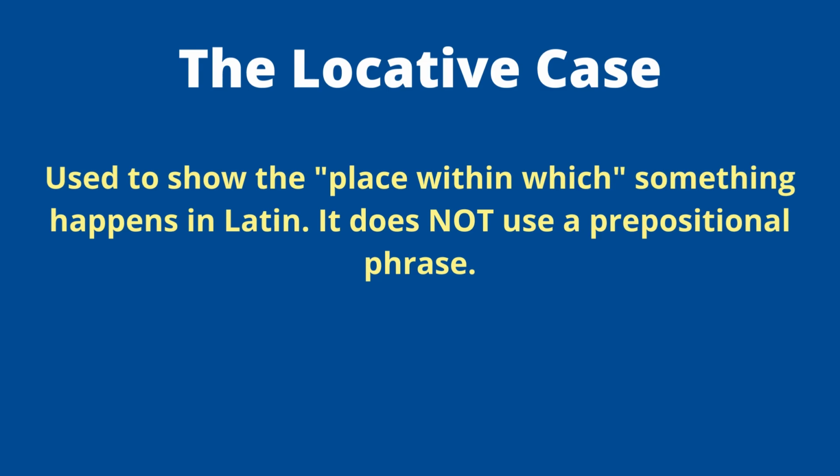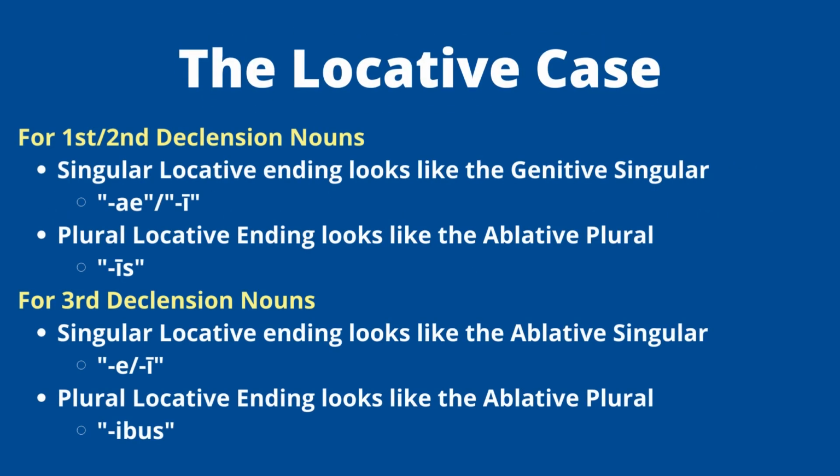This case is not overly used in Latin. It shows up when you're talking about cities, but this is really the only time you're going to see it in Latin. So it's kind of straightforward. If you memorize a few rules, you'll be able to figure this out pretty quickly. Okay? And even if you didn't know the locative case, you'd probably still figure it out by the context of the sentence. But here's the general idea. If you have a first or second declension noun, like Roma, right?